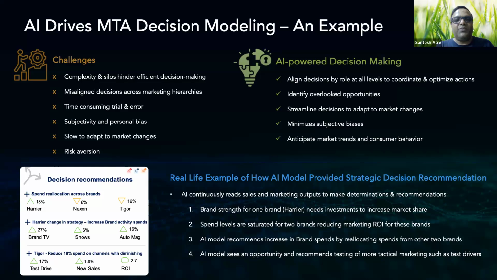But what you're essentially doing is pivoting your discussion from understanding why a particular car brand is not performing, to saying, okay, I know it is not performing because its brand is not very strong, and I think I have a starting point for how to fix it, because I can move spends from the other two cars into this, because we are overspending on those two brands, right? So this is how AI can simplify decision modeling. And this is an example of a very strategic decision.